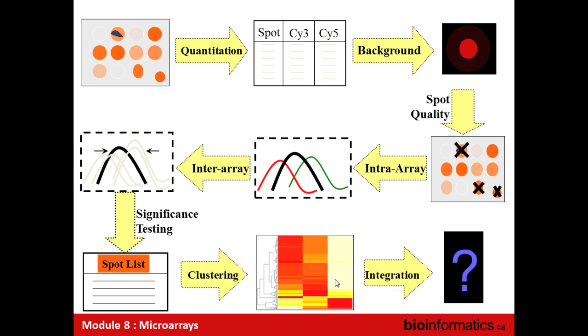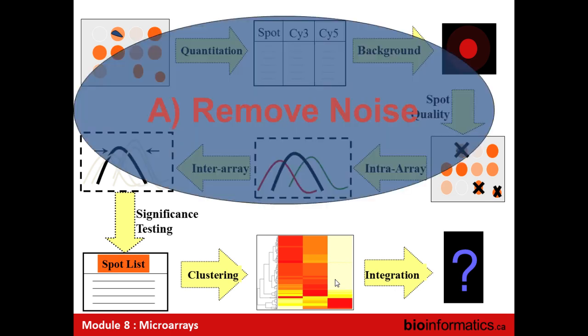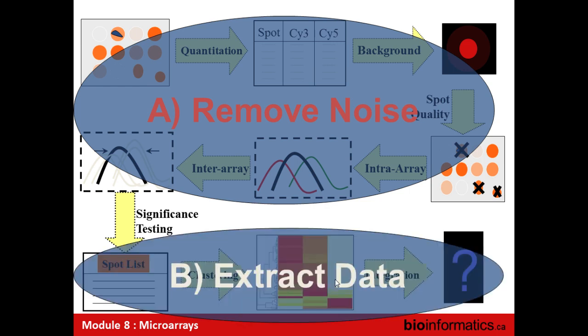or identify patterns using machine learning techniques, or integrate with other types of data like what you've seen all week long. So what you're really talking about here are two fundamentally different things. The first five steps are about removing noise, processing, getting rid of unnecessary technical artifacts from your data. The second part is trying to extract information or meaning from it to draw biologically useful conclusions.